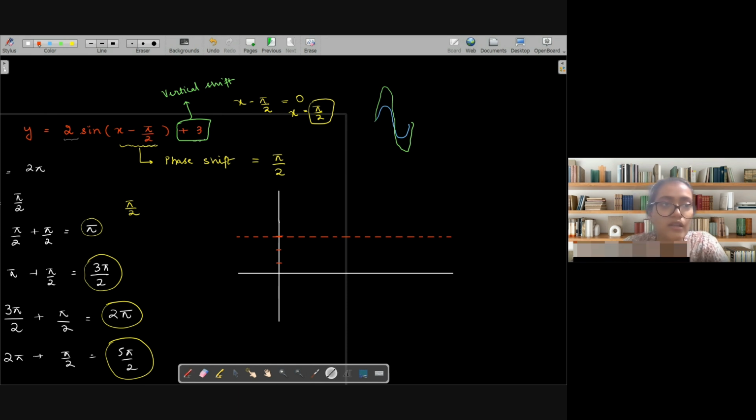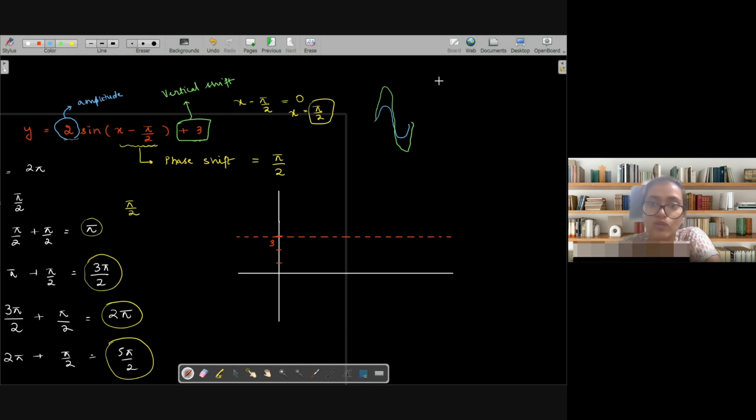Okay, so this is 3 right now. We are at 3. And the amplitude is 2, so you should mark this. This is the amplitude: the absolute value of 2, which is 2. Right now we are here and it will go up by 2 units.